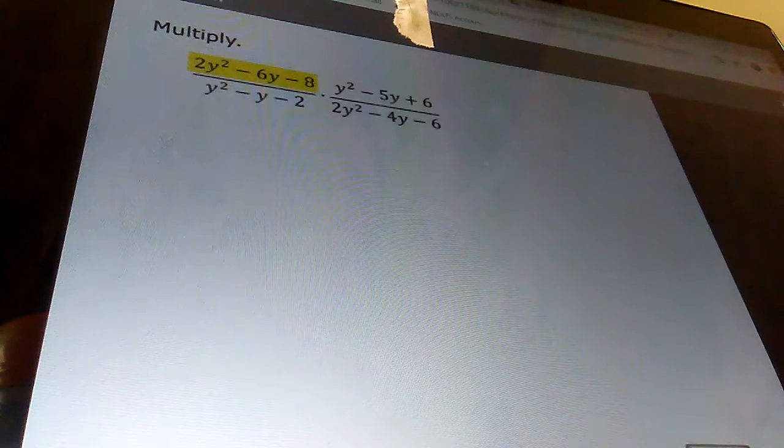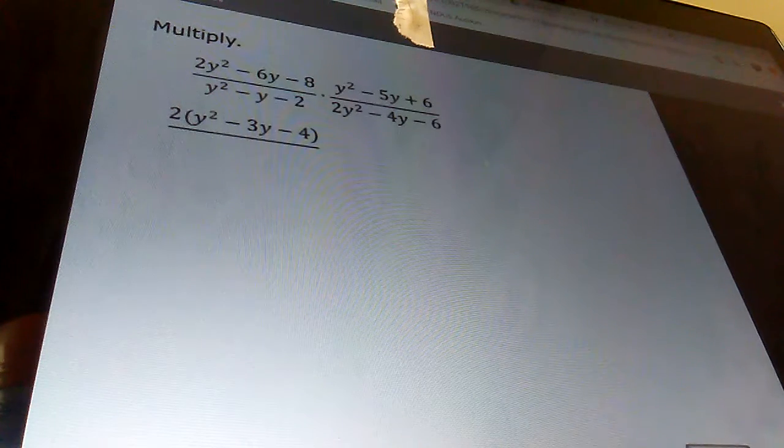Let's look at the first numerator. Remember when factoring to look for the GCF, or greatest common factor, among all of the terms. Between 2y squared, 6y, and 8, there is a GCF of 2. That leaves us with y squared minus 3y minus 4 over the denominator.